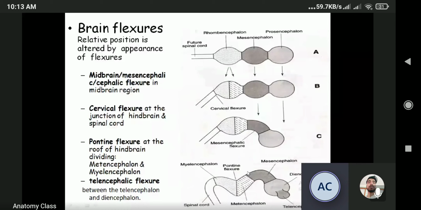Again, in the telencephalon, there is a flexure between the telencephalon and the diencephalon. So first you have to remember the major flexures: mesencephalic, cervical, pontine. After that you have to remember the telencephalic flexures. So these are the flexures of the brain which alter its appearance or position.